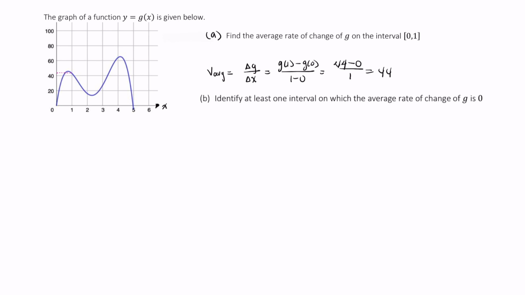Next, let's identify at least one interval on which the average rate of change is 0. Now there's several we can say here, from 0 to 5. If I connect these 2 points with a line, that line is horizontal. So that's an average rate of change of 0. Another way to write this is x is in this interval between 0 and 5. And this little backwards e just means inside.